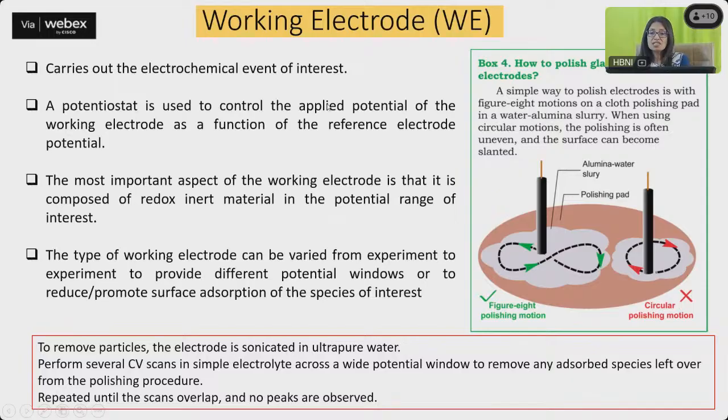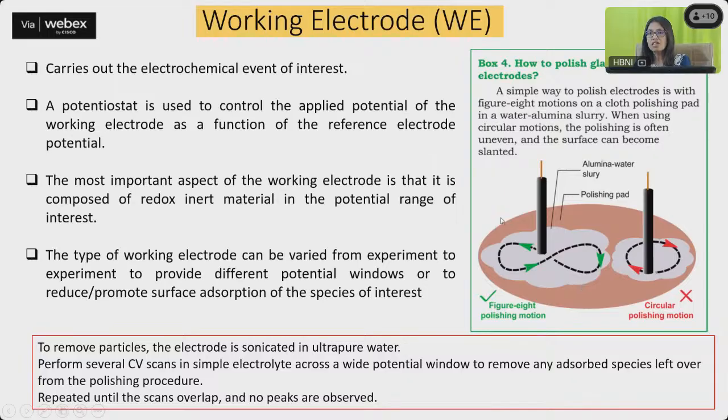Now you have something which is known as a working electrode. So you have your working electrode and you have a counter electrode. The working electrode is the one where your electrochemical event of interest is happening. And what you do is the potentiostat is used to control the applied potential of the working electrode as a function of the reference electrode potential. The most important aspect of this working electrode is that it is composed of redox inert material in the potential range of interest. And the type of working electrode can be varied from experiment to experiment to provide different potential windows or to reduce or promote surface adsorption of the species of interest.